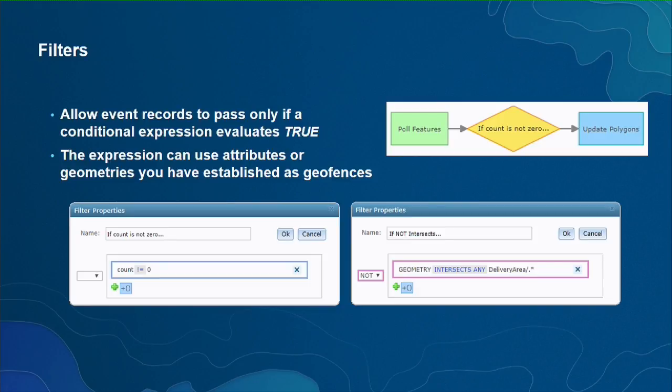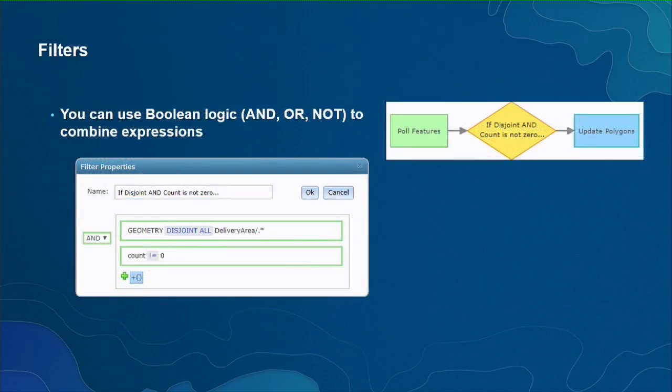You set up a filter with one or more expressions, and these expressions, again, can operate on the geometry of a GeoEvent message or on the attributes, or both. You can add multiple filter expressions using and/or operators, and negate them using not operators as well. So you can really put together some fairly complicated filtering expressions with filters.